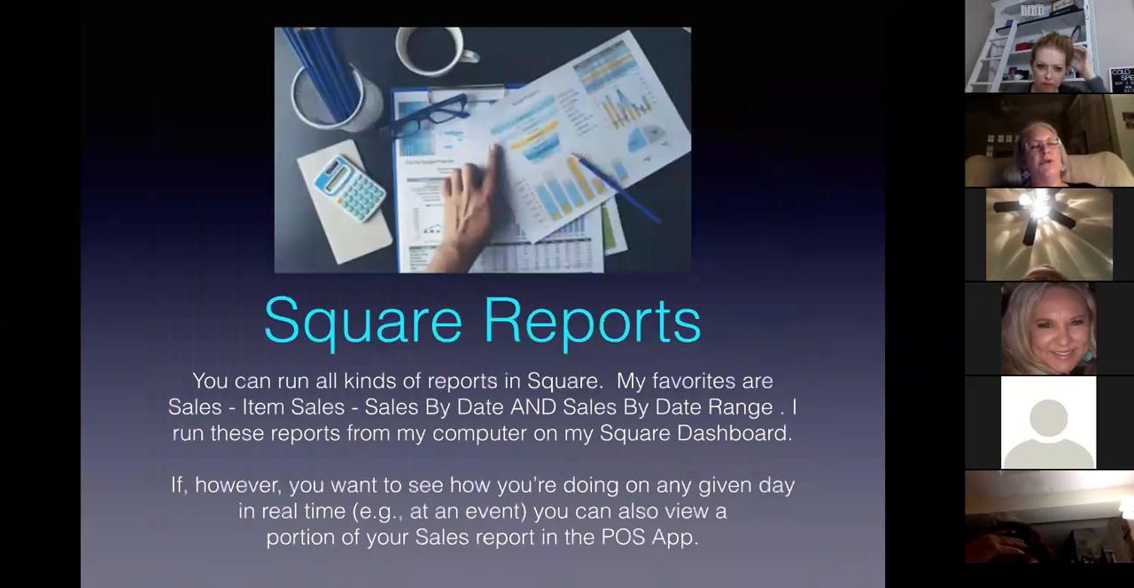Square reports. You can run all kinds of reports in Square. My favorites are sales, item sales, sales by date, and sales by date range. I run these reports from my computer on my Square dashboard. If you want to see how you're doing on any given day in real time at an event, you can also view a portion of your sales report, not the whole thing, in the POS app.